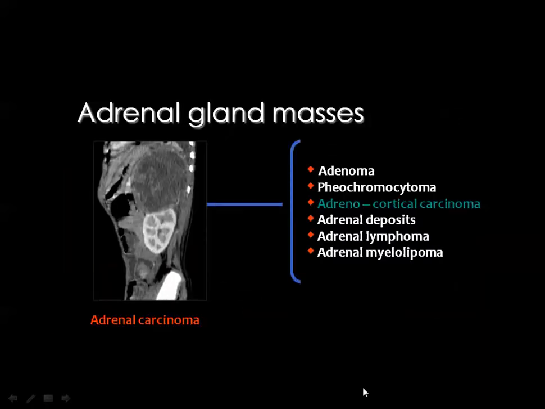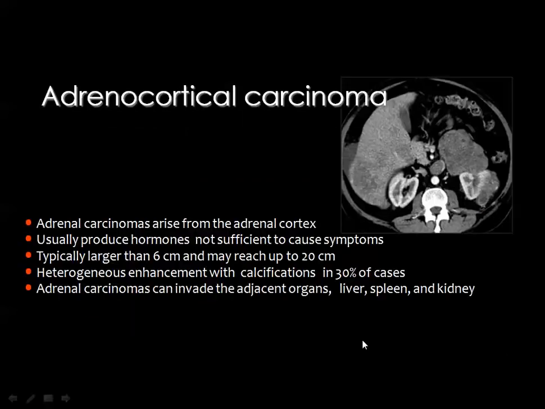And we came to the adrenal gland, adrenocortical carcinoma. This carcinoma, from its name, arises from the cortex, and it is usually a big mass ranging from 6 to 20 centimeters in diameter, and it shows heterogeneous enhancement with areas of breakdown, and in about 1/3 of the cases, calcium can be seen within the tumor. Adrenal cortical carcinoma can spread by locally invading the liver or the spleen or the kidney.